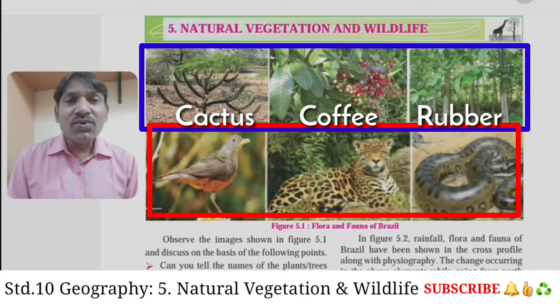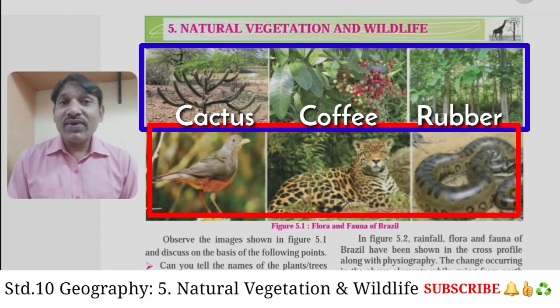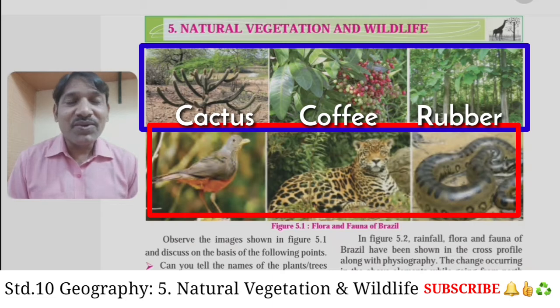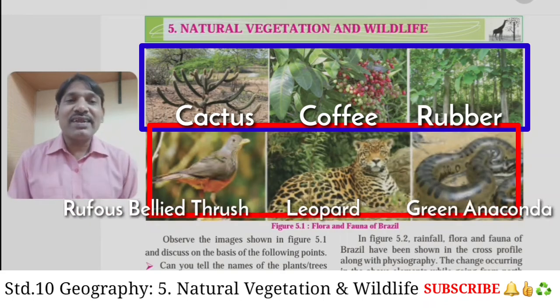Okay, so have you seen such kinds of plants in India? Yes, cactus we have seen, coffee we have seen, and rubber also we have seen. Then next we try to identify the bird in the picture, which is a sparrow. The second picture is of a leopard, and the third one looks like a python. Okay, students, so all these pictures are very familiar to us. We can quickly recognize them.